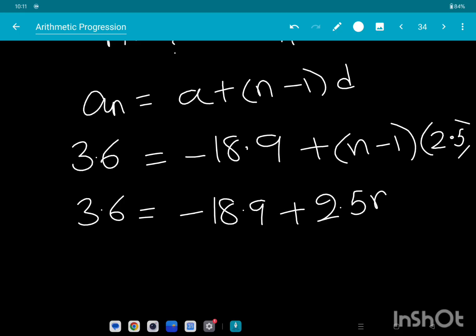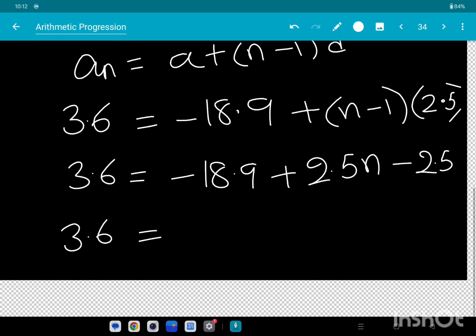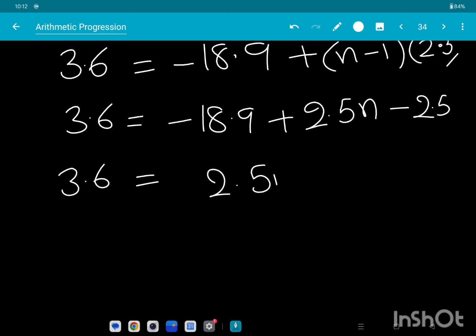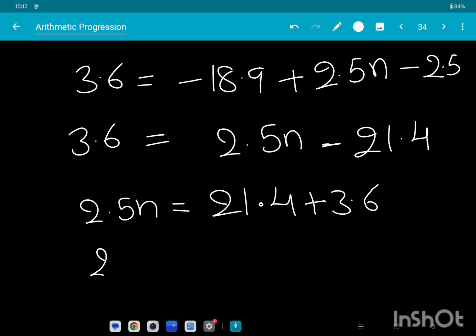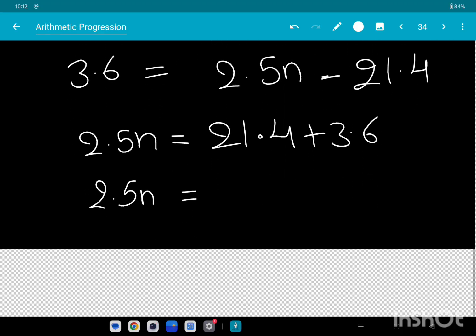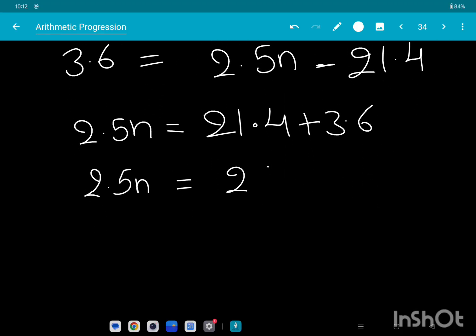It is 2.5n minus 2.5. If I solve this, 3.6 is equal to 2.5n minus 21.4, right? So if I solve this, what will I get? 2.5n is equal to 21.4 plus 3.6. Here 2.5n is equal to, if I add, what will I get? 25, right? So n is equal to 25 divided by 2.5.